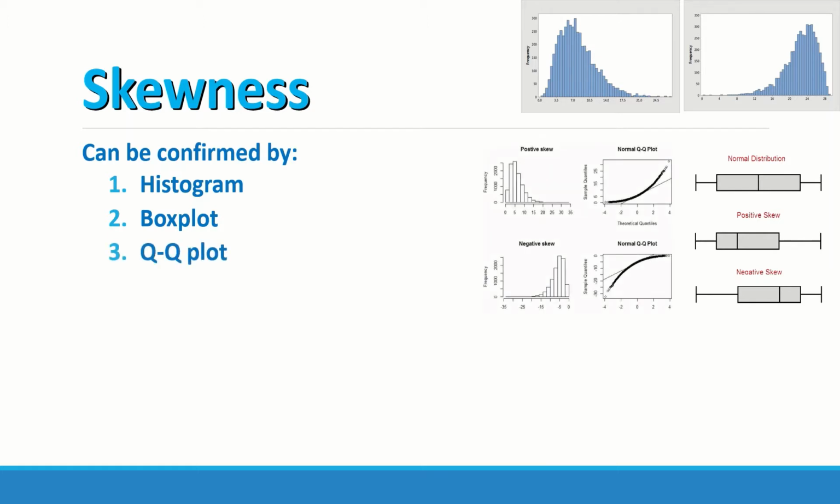A third way is through a QQ plot. In a QQ plot, if you have positively skewed data, then the data are above the diagonal line, and if the data are negatively skewed, then the data are below the diagonal line. And the fourth method is through calculation, in which SPSS can calculate the value for skewness.